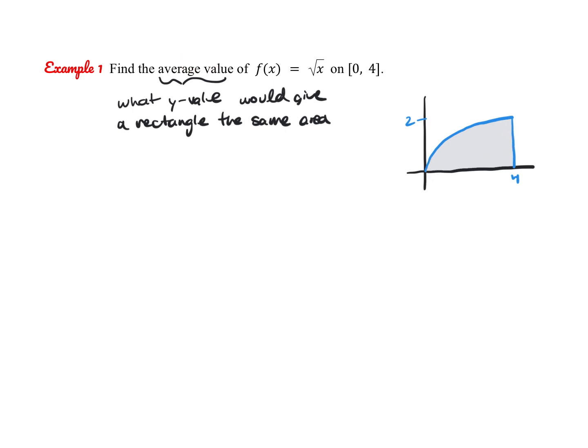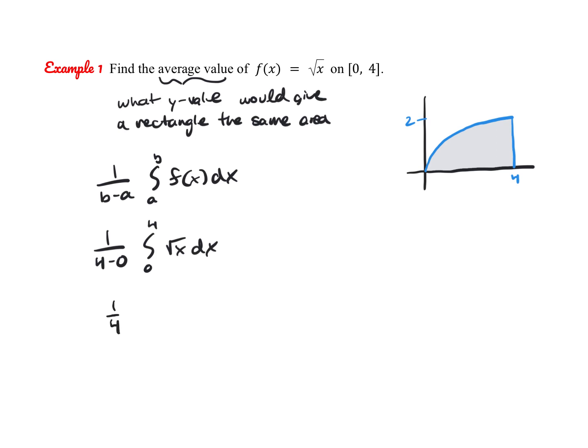That's what we're asking. So we're going to use our formula for this. So 1 over b minus a, and then we'll do the integral from a to b of f of x dx. We can see that our b value is 4, our a value is 0, and we're integrating from 0 to 4. And here, the function is just square root of x dx. And again, once we simplify this, that value will be the average value.